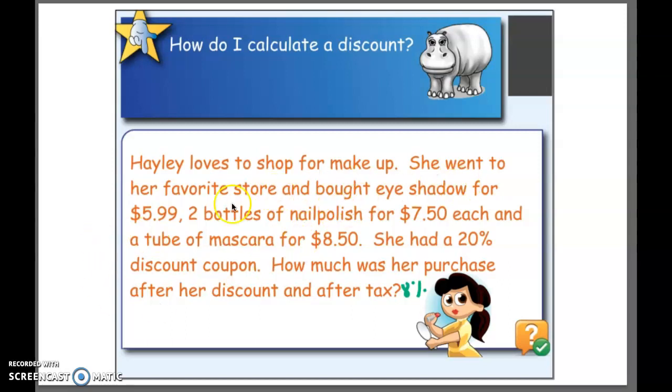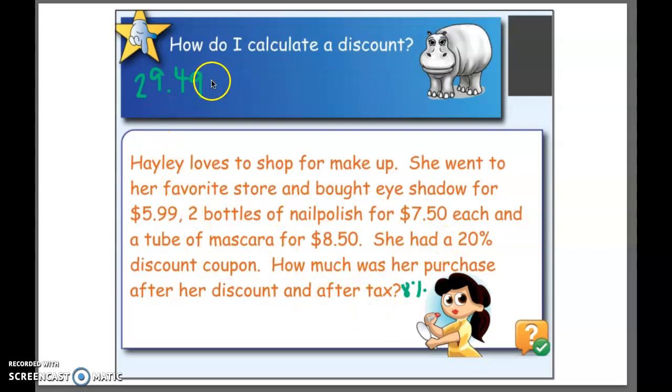So they bought eyeshadow for $5.99, 2 bottles of nail polish, that's $7.50 plus $7.50, and a tube of mascara for $8.50. Sorry guys, this is a very girly question. So that was $29.49. That's just when you add up all that you're buying. You take the discount before you do the tax.